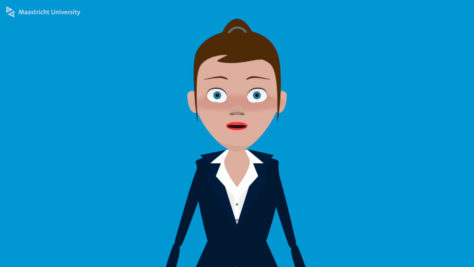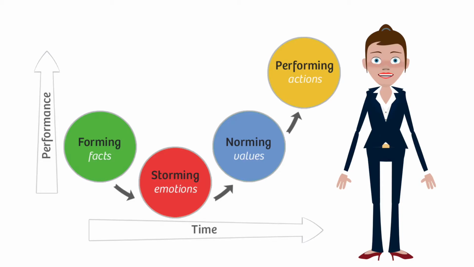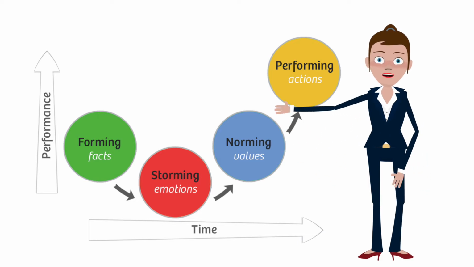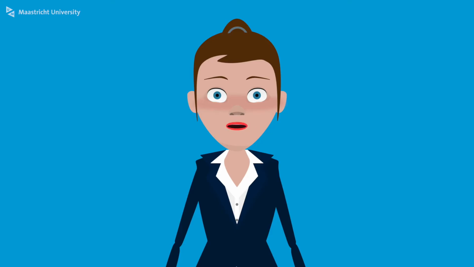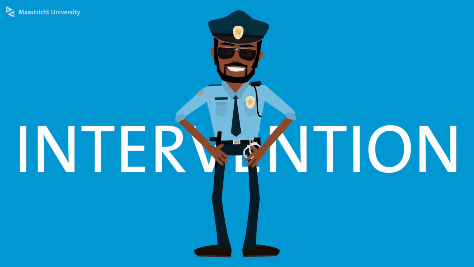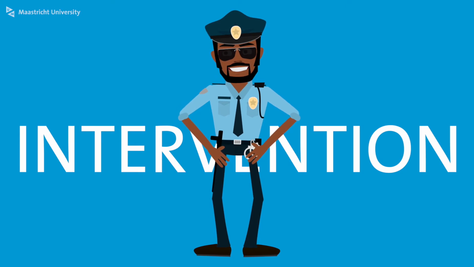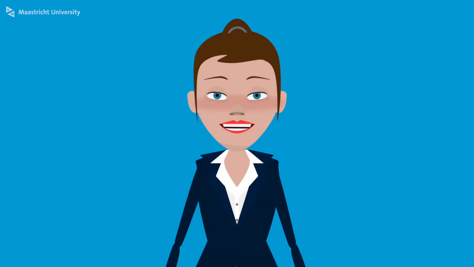In Tuckman's model of group development, he suggested that groups of people working together typically go through phases of forming, storming, norming, and then performing. This model is relevant to online groups too, and what this means is that it takes time for groups to start to function well, and your role and your type of intervention needs to change throughout this process.